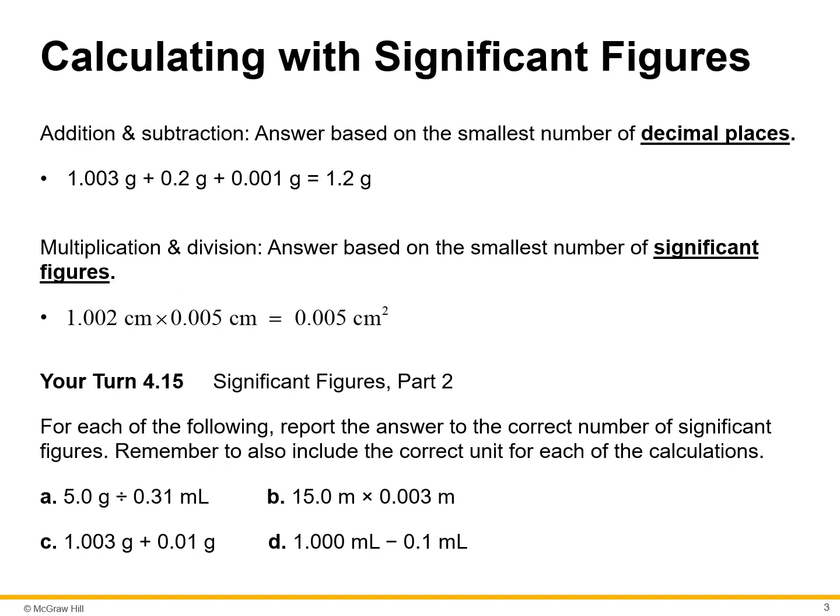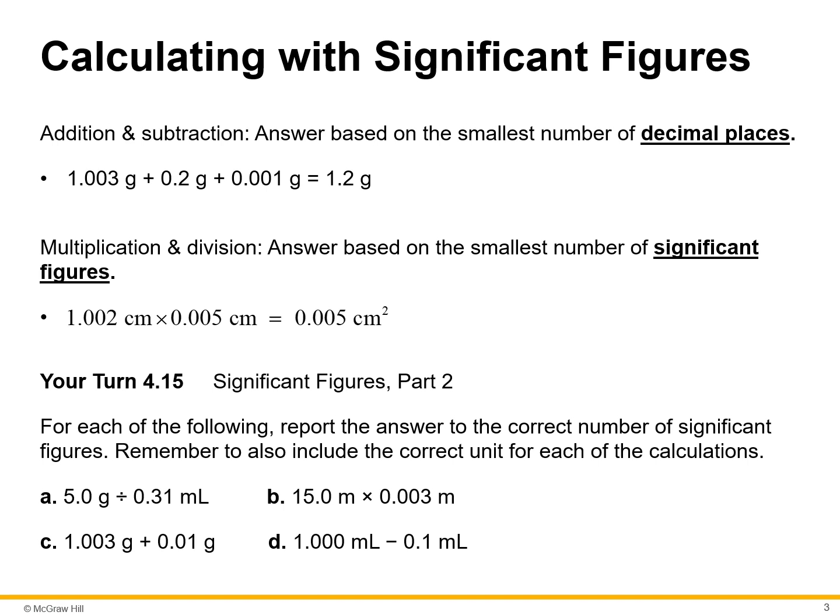Once we establish how many significant figures are in a value, we have rules for multiplying and dividing numbers, and we have rules for adding and subtracting numbers. First, when you add or subtract, the rule states that the answer is based on the smallest number of decimal places. So in this example, 1.003 plus 0.2 plus 0.001, the first step is to figure out how many decimal places are in each number.